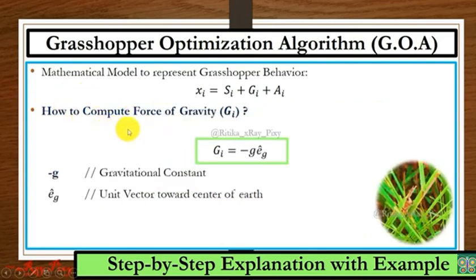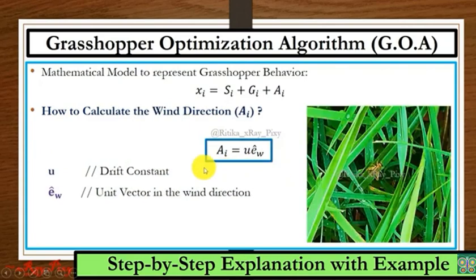After that, we can compute the force of gravity using this equation. This is the gravitational constant and this is the unit vector toward the center of the earth, and the wind direction can be computed using this. This is the drift constant and this is the unit vector in the wind direction.